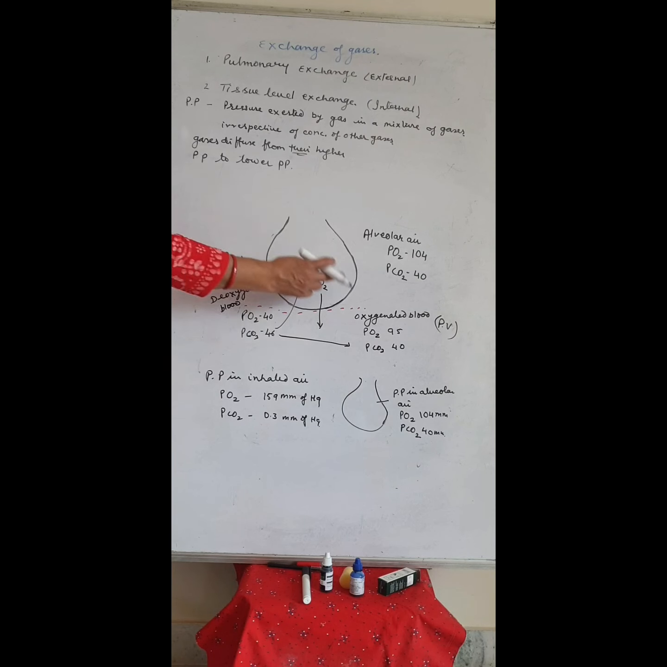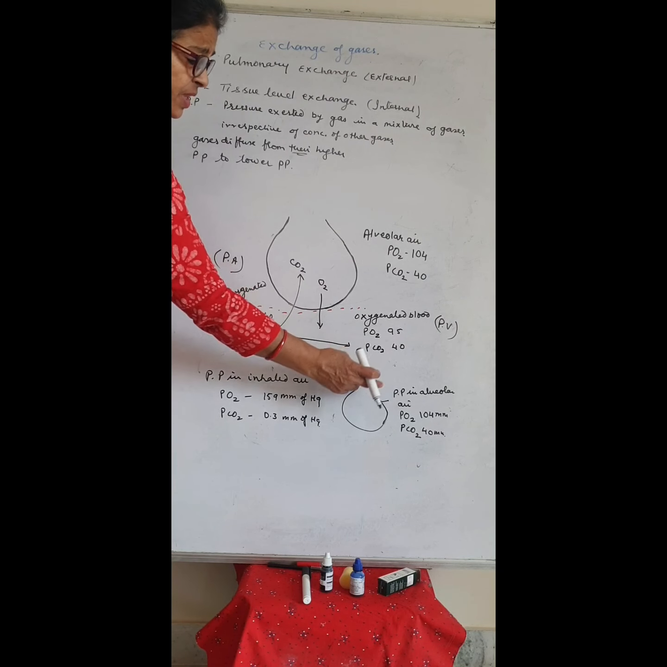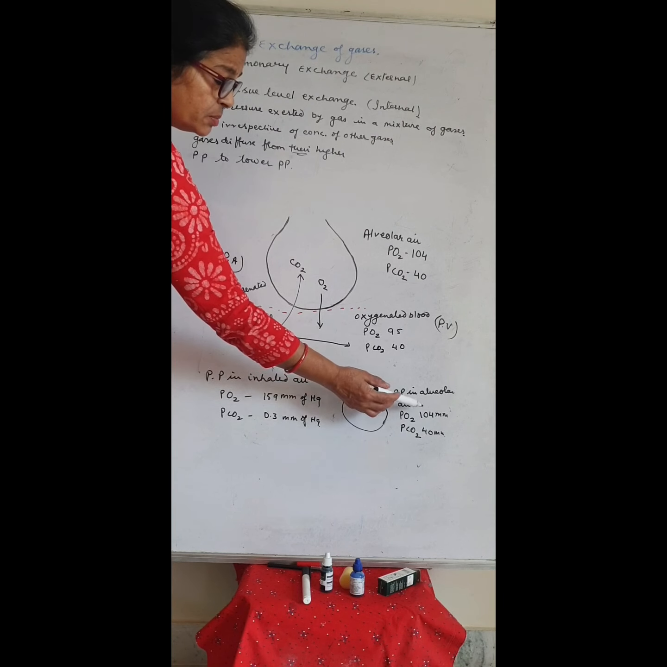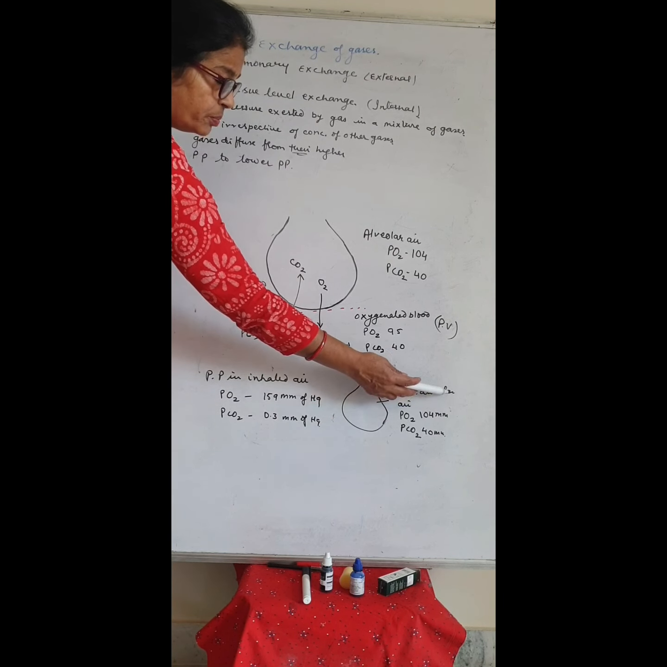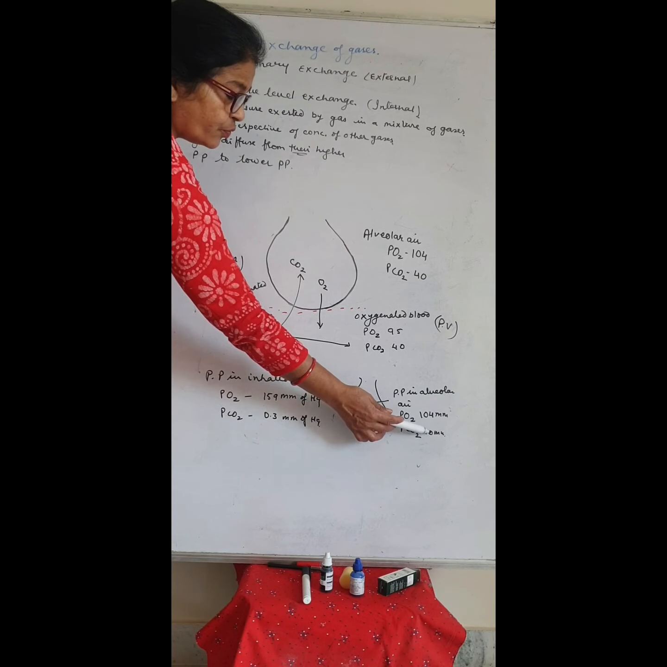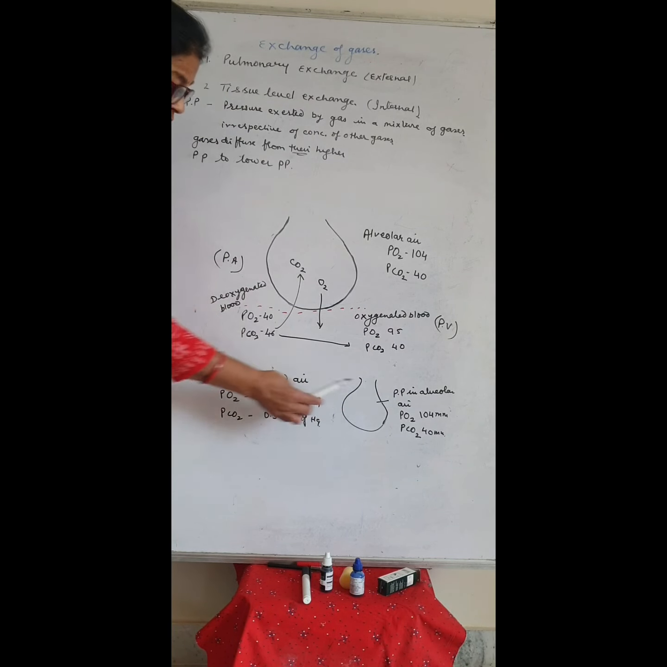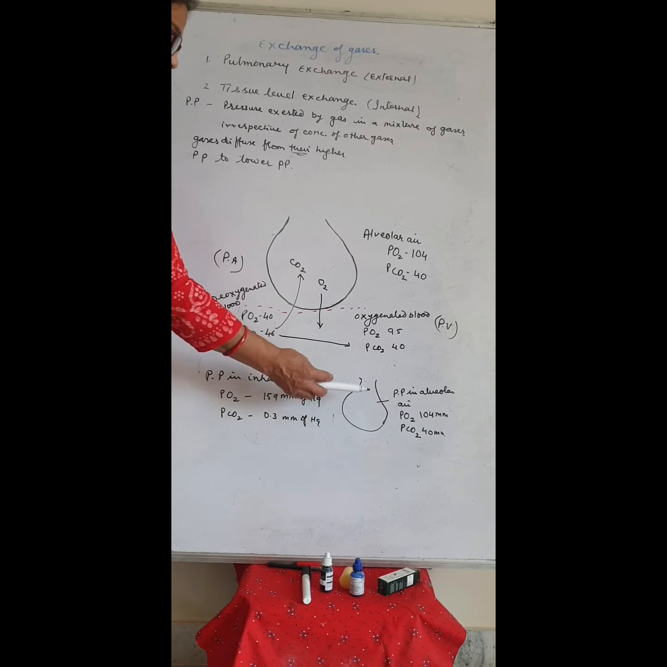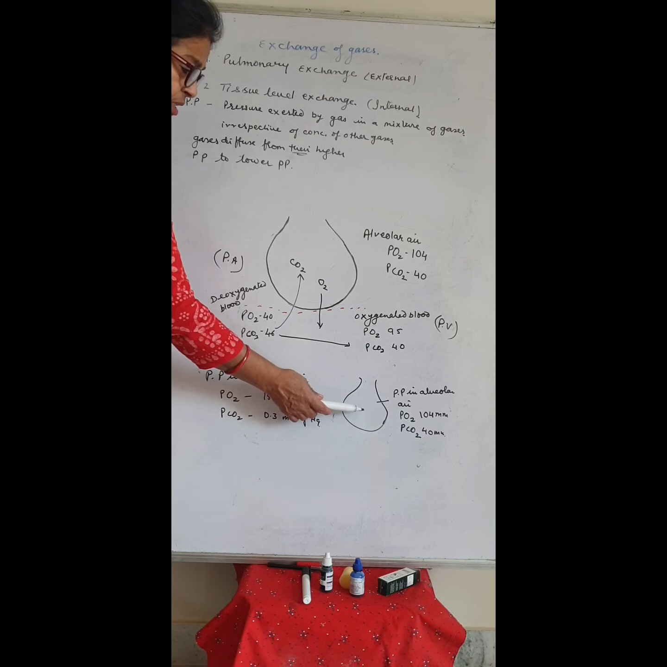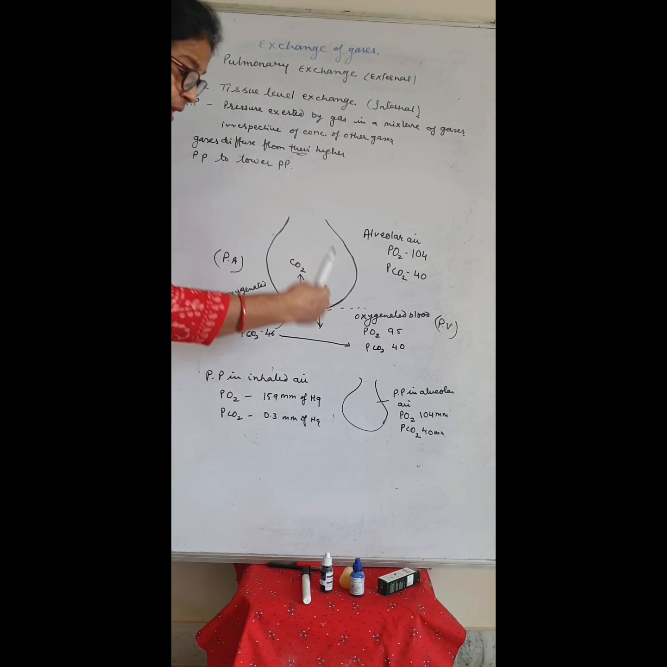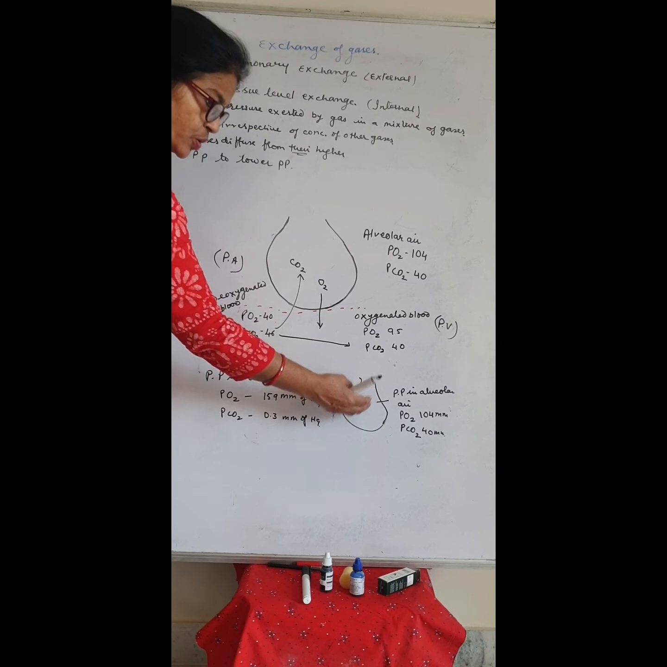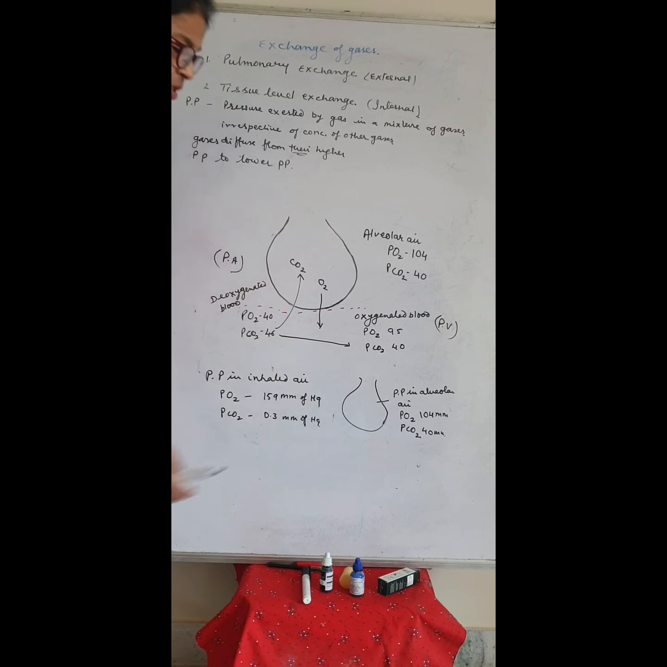In the alveoli, the oxygen partial pressure is 104 mm of mercury and PCO2 is 40 mm of mercury. This is different because, as we know, some air always remains in the alveoli. It is a mixture of inhaled air and exhaled air, the deoxygenated gases are also there. So the percentage is different in the inhaled air and in the alveolar air.